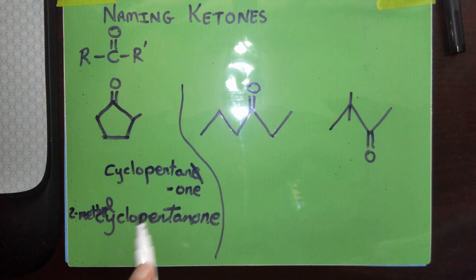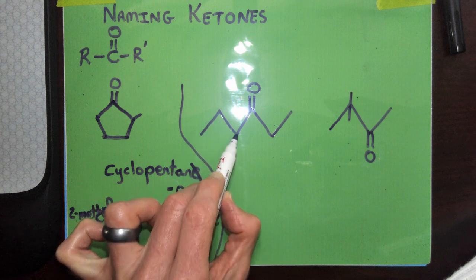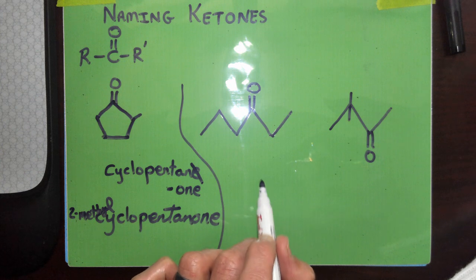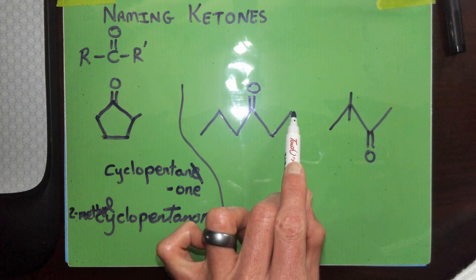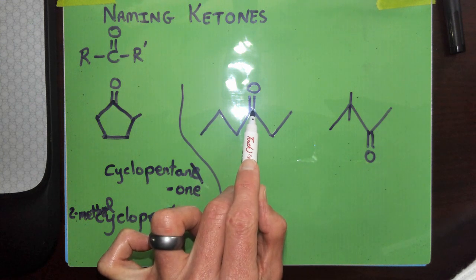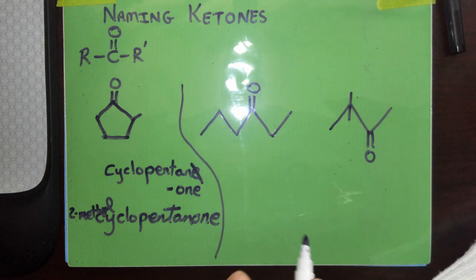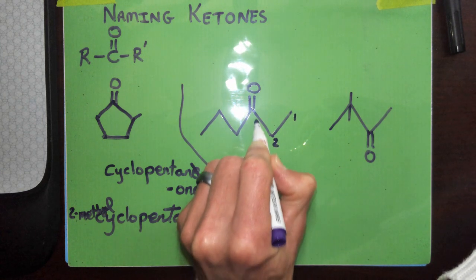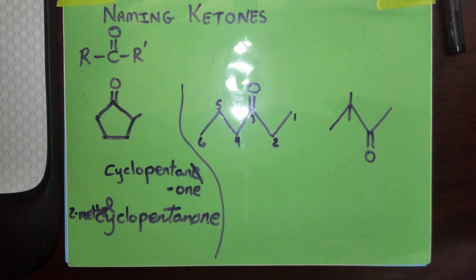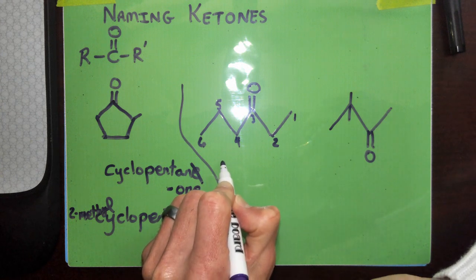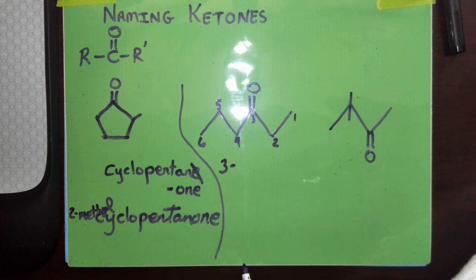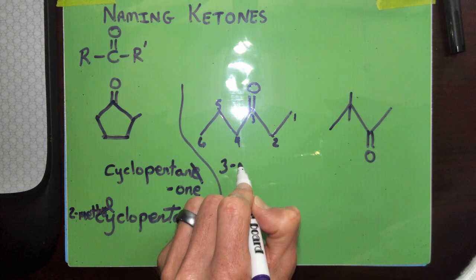Now let's take a look at this one here. We've got 1, 2, 3, 4, 5, 6 carbons, so we've got a hexane root. Now we need to check: 1, 2, 3 if we number this direction, 1, 2, 3, 4 if we number the other way. So we want to go with the lowest number possible. So we're going to number this 1, 2, 3, 4, 5, 6. We want the ketone to be the low number. So the ketone is in the number 3 position. And 6 is hexanone.